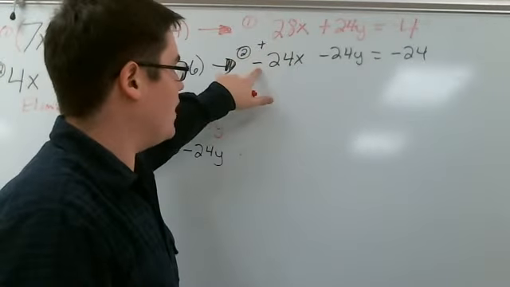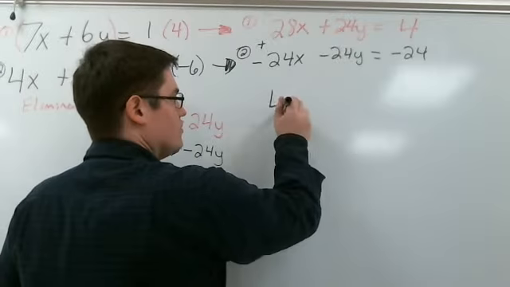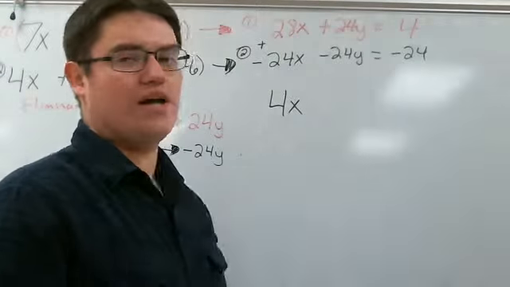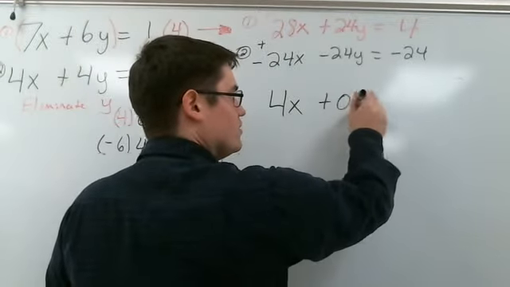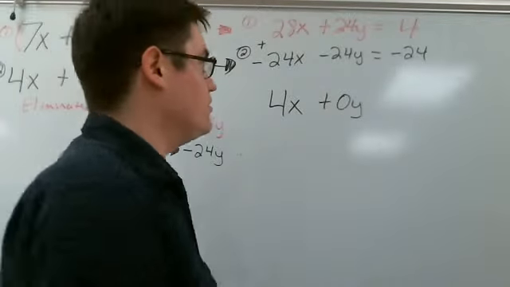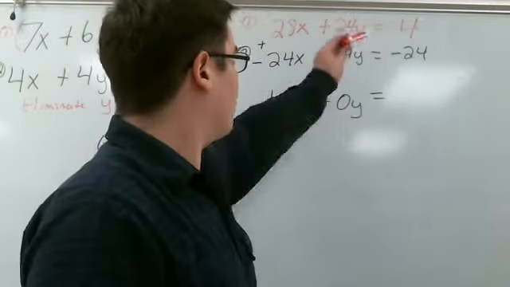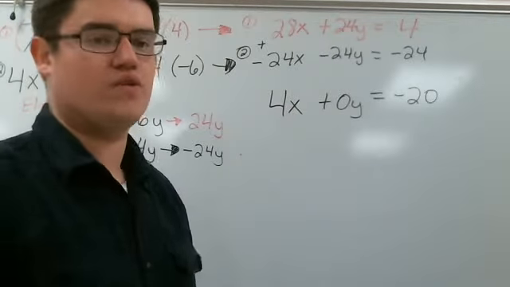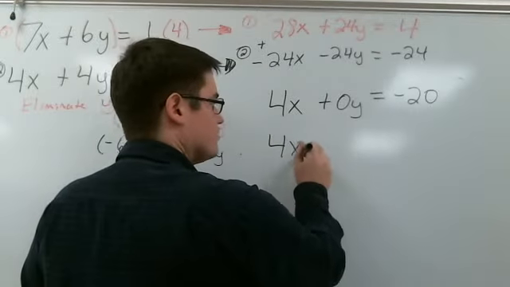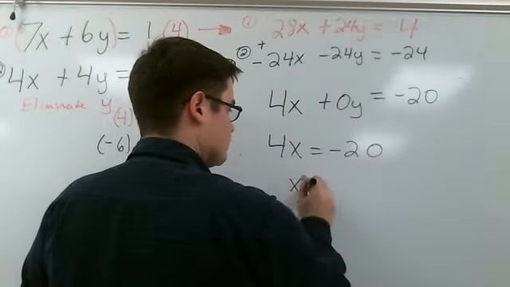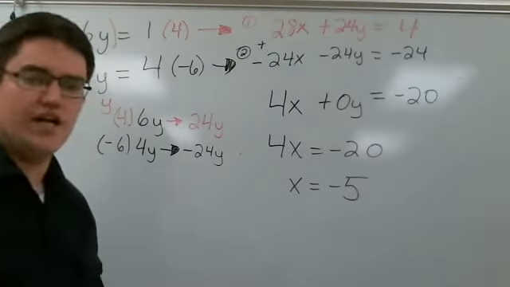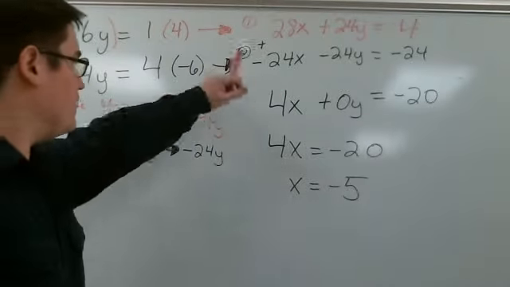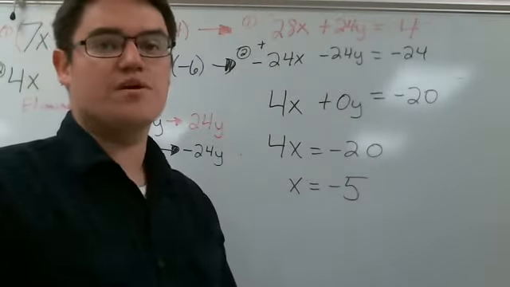28x plus a negative 24x gives us 4x. 24y plus 24y gives us 0y. That's the whole reason why we did this. y is gone. 4 plus a negative 24, we can rewrite that as 4x equals negative 20, and x equals -5. Now we can take any of our equations here and substitute it in to find y.